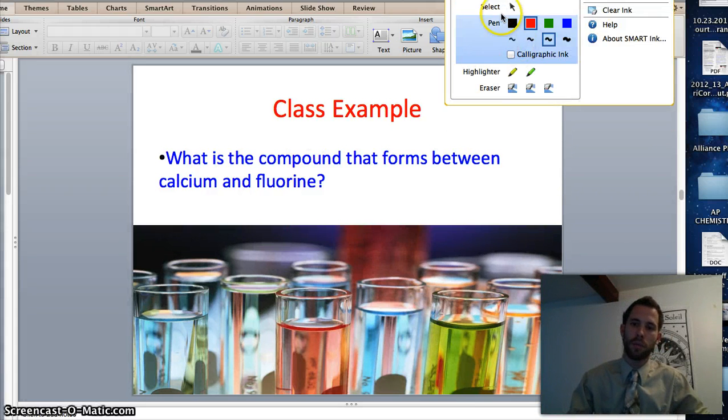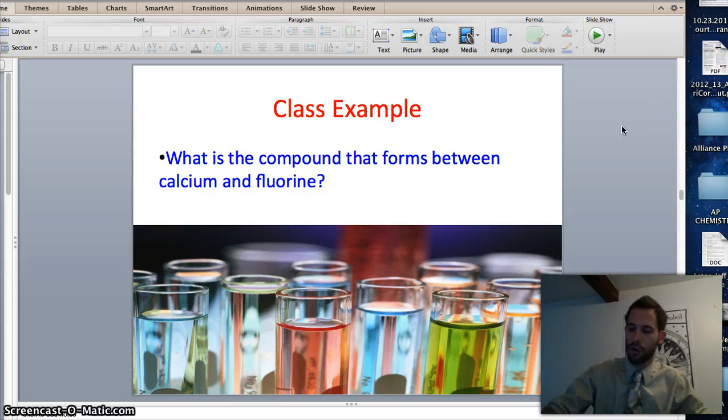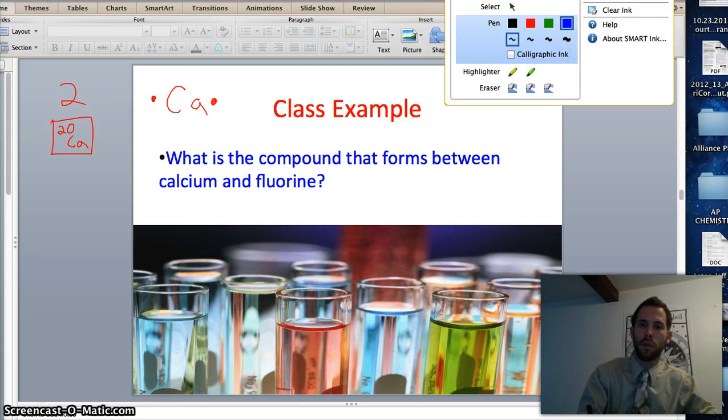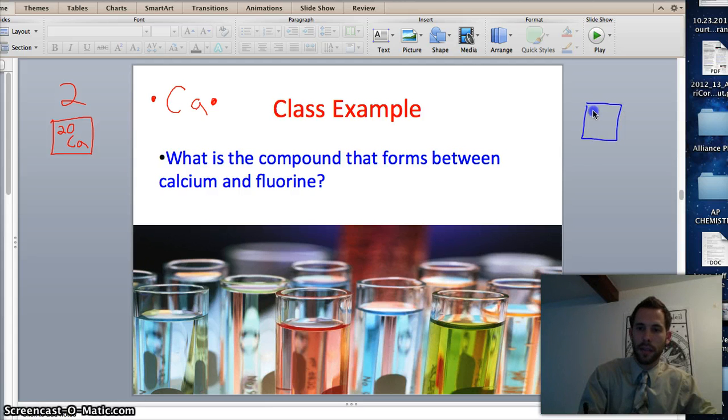What's the compound that forms between calcium and fluorine? Well, let's try. We have calcium over here, and the easiest way to do this is to draw out their Lewis structures. Calcium has 2 valence electrons because calcium is in group 2. Just like that. Group 2. Therefore, it has 2 valence electrons. Fluorine, on the other hand, is in group 17 and has 7 valence electrons. 1, 2, 3, 4, 5, 6, 7.